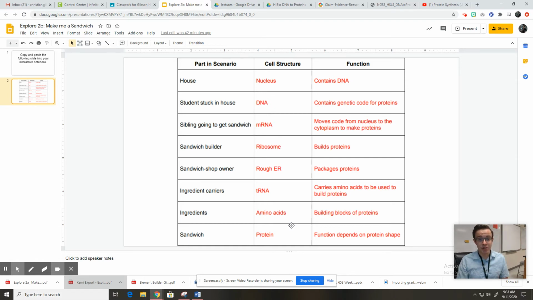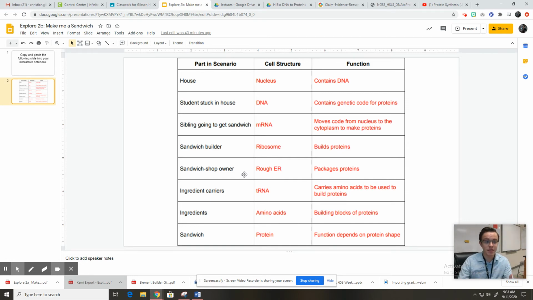Now, some of those proteins need to be packaged and sent out of the cell, and the structure inside the cell that does the packaging is the rough ER. It stands for endoplasmic reticulum. It's okay if you just know it as rough ER for right now. So the rough ER will package up the proteins and send them where they need to go. Just like in the analogy, the sandwich shop owner is the one who packaged up the sandwich and sent it where it needed to go.